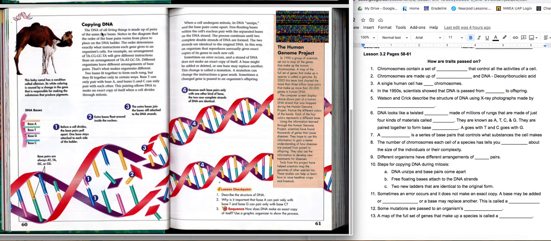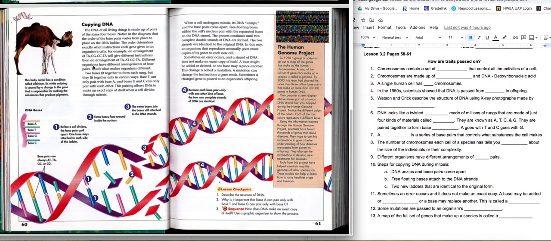Number 9, the DNA of all living things is made up of pairs of the same 4 bases. They stress that to you again. Notice in the diagram that the order of the base pairs varies from place to place on the DNA ladder. The order determines exactly what instructions each gene gives to an organism's cells. For example, an arrangement of TA, CG, GC, TA will give different instructions than an arrangement of TA... oh, now they switched the letters. Now you have AT instead of CG. So they switch this one out with that one, and it's going to give you something different.